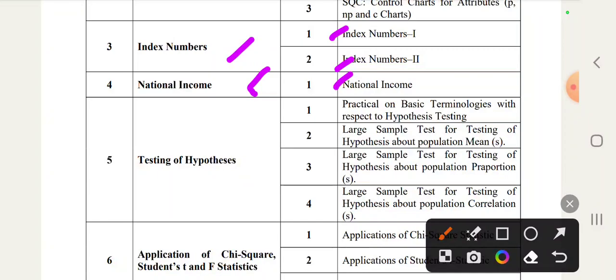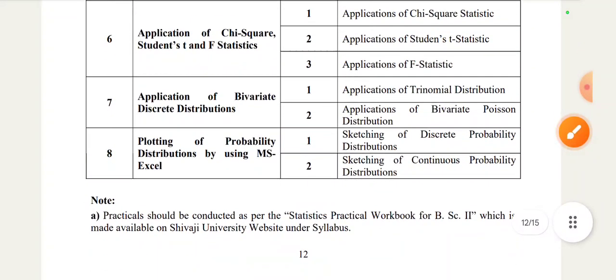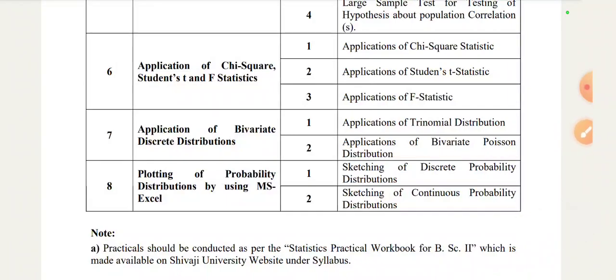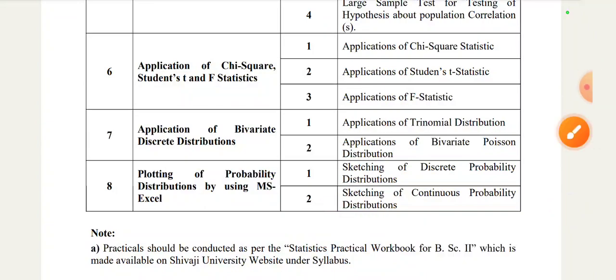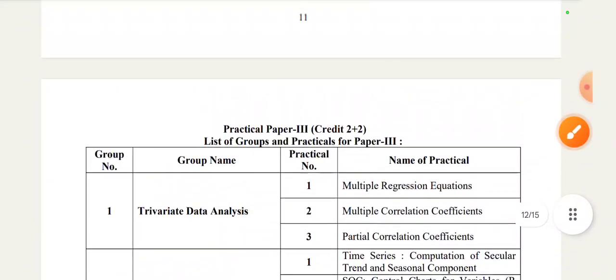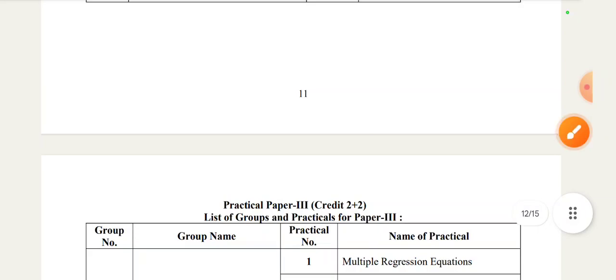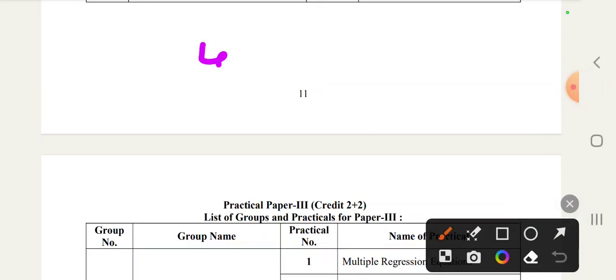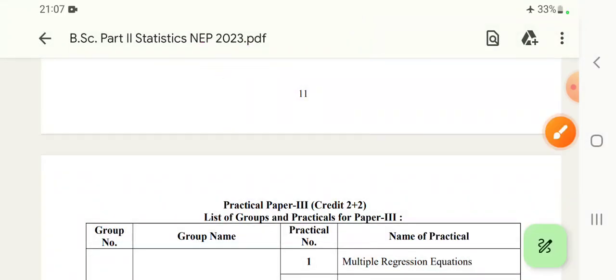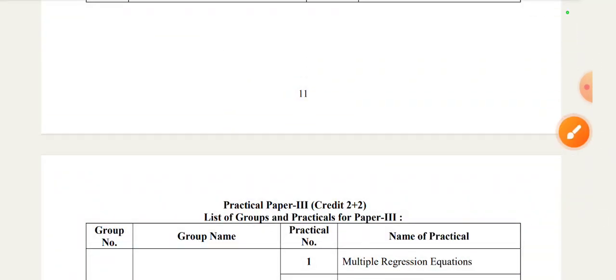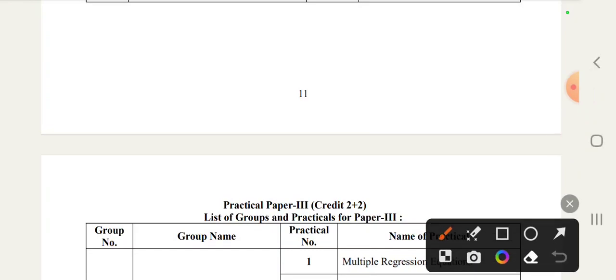So there are 8 groups in paper number 3 also, and the total number of experiments is 20. So these 20 experiments are divided into 8 groups. And paper number 3 is also of 40 marks. Out of these 40 marks, what is the composition for paper number 3?